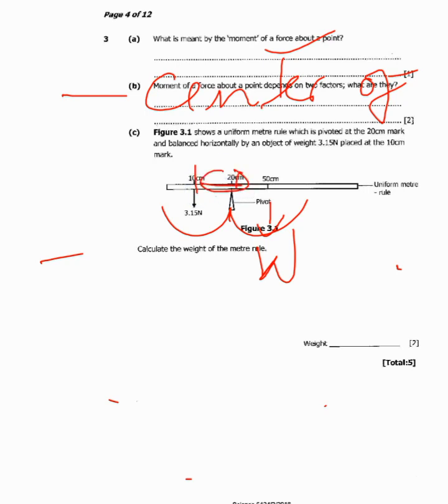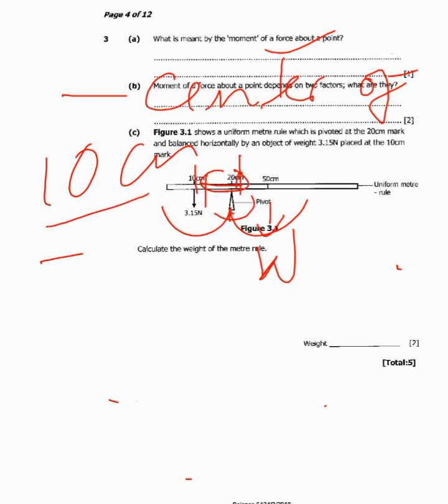That is the distance from the 3.15 newtons to the pivot. The distance is the difference between 10 centimeters and 20 centimeters. So 20 minus 10, we have 10. The 10 centimeters is the one that you're going to consider as our distance between the 3.15 newtons and the pivot. So we need to change this one to meters.